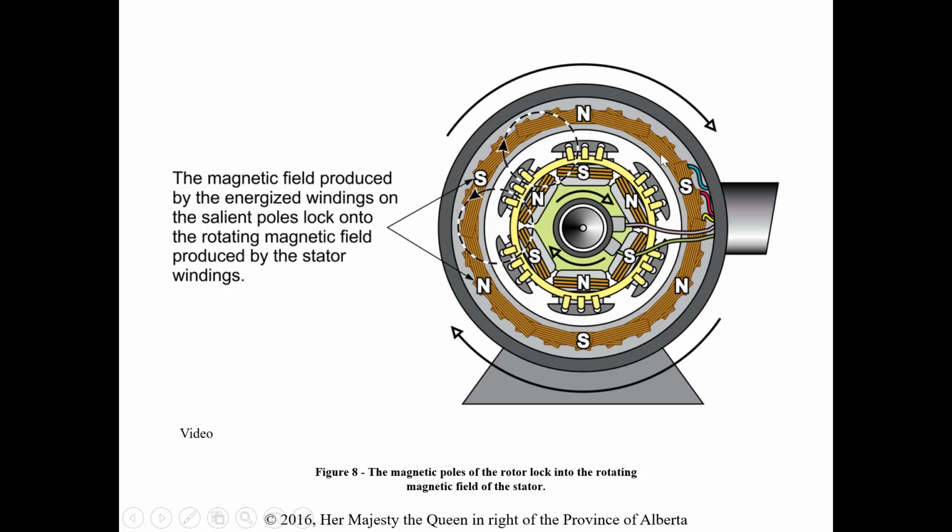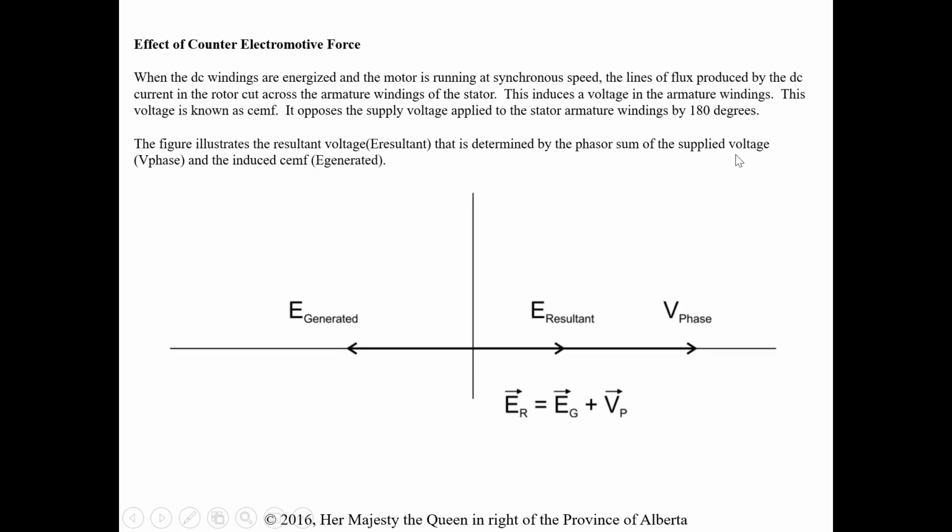And we can have a voltage induced into a conductor, even though it has a voltage going through it already. What that's called is counter EMF or counter voltage. So it's literally counter to the supply, and it's being induced in there from the fact that we have a magnetic field spinning on the rotor now. So it says when the DC windings are energized and the motor is running at synchronous speed, the lines of flux produced by the DC current in the rotor cut across the armature windings of the stator. So now we're inducing a voltage into the armature windings. This voltage is known as CEMF or counter EMF and opposes the supply by 180 degrees.